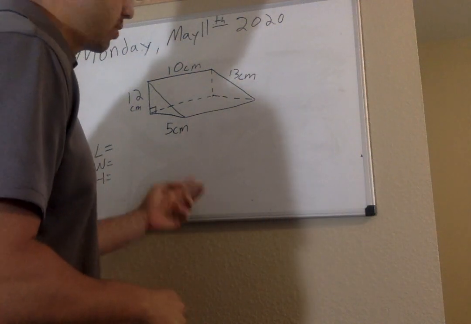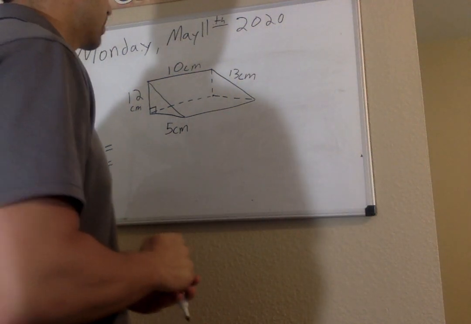Good morning, this is Mr. Vasek going over how to find the surface area of a triangular prism.